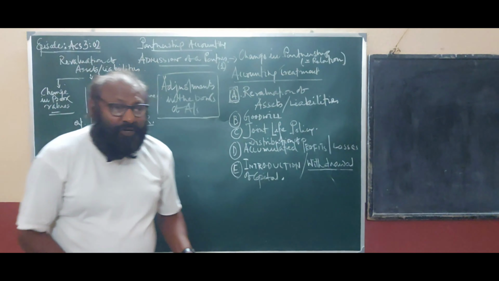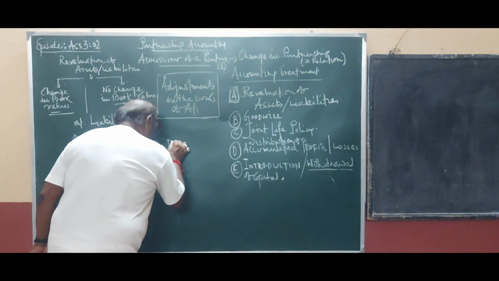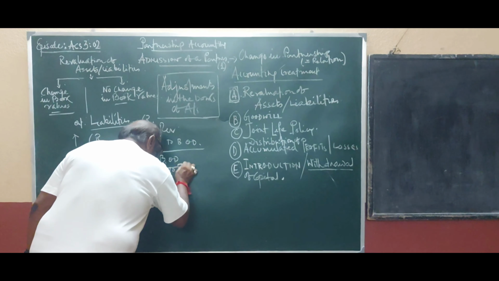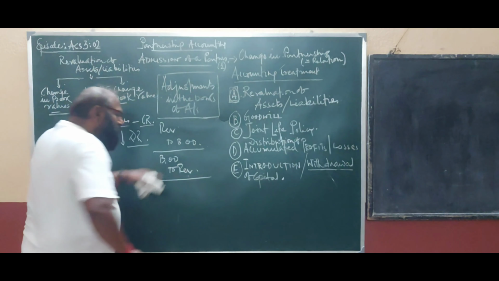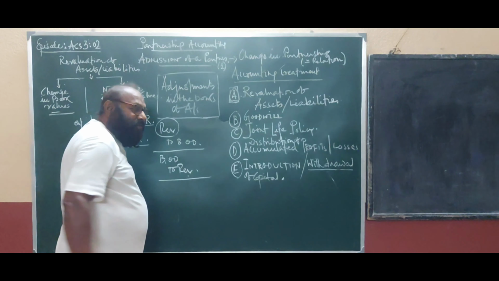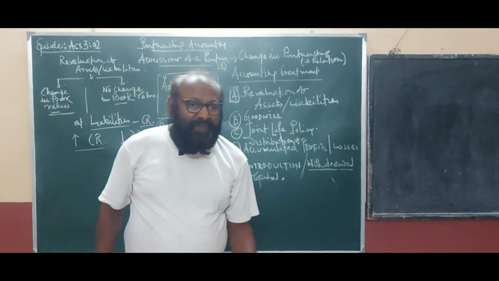Clear? So what will be the journal entry? Say bank overdraft. Bank overdraft is your liability. If the bank overdraft enhances, what will you do? Bank OD credit, debit revaluation account. If the bank overdraft reduces, then bank OD debit and revaluation credit. Dekho. If the liability enhances, it is your loss. And if the liability reduces, it is your profit. So we have to prepare one special account for the purpose of revaluation of assets and liabilities.